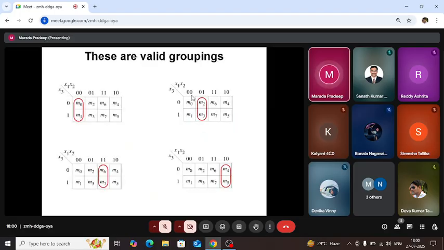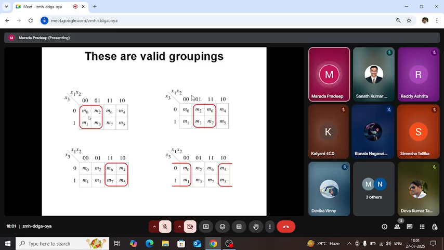See, valid groupings. The vertical M naught and M1 is a valid grouping. M2, M3, M6, M7, M4. These are valid groupings. These are M naught, M2, M2, M6, M6, M4 like this. M naught, M2, M6, M4, we can group. See, I drew it. Here, M2, these are valid groupings.